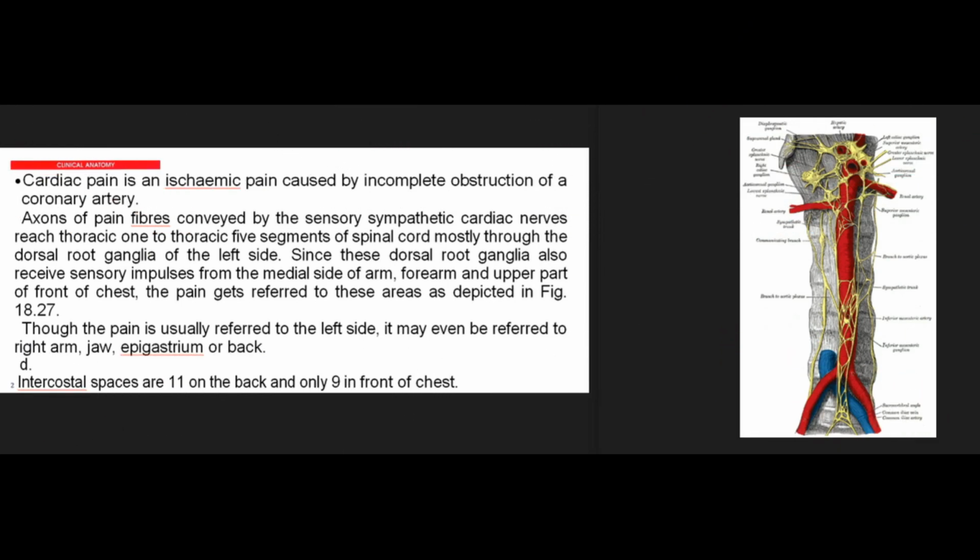Cardiac pain is an ischemic pain caused by incomplete obstruction of a coronary artery. Axons of pain fibers conveyed by the sensory sympathetic cardiac nerves reach thoracic 1 to thoracic 5 segments of spinal cord mostly through the dorsal root ganglia of the left side. Since these dorsal root ganglia also receive sensory impulses from the medial side of arm, forearm and upper part of front of chest, the pain gets referred to these areas as depicted in Fig 18.27. Though the pain is usually referred to the left side, it may even be referred to right arm, jaw, epigastrium, or back.